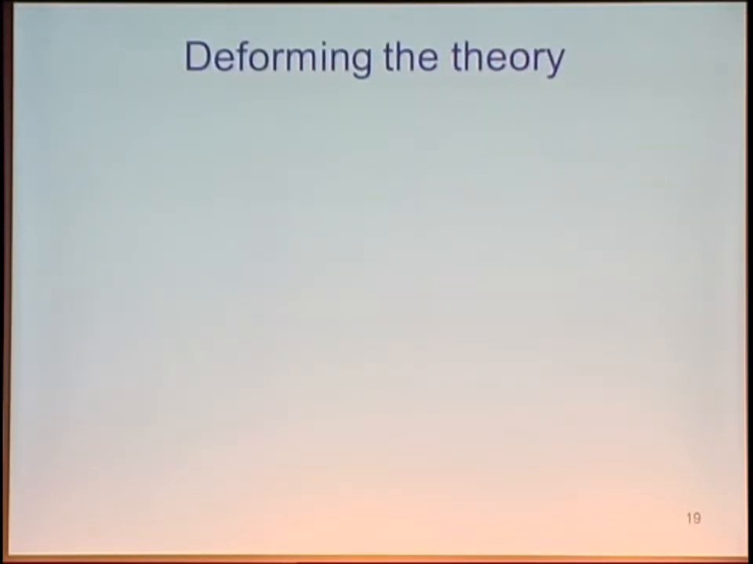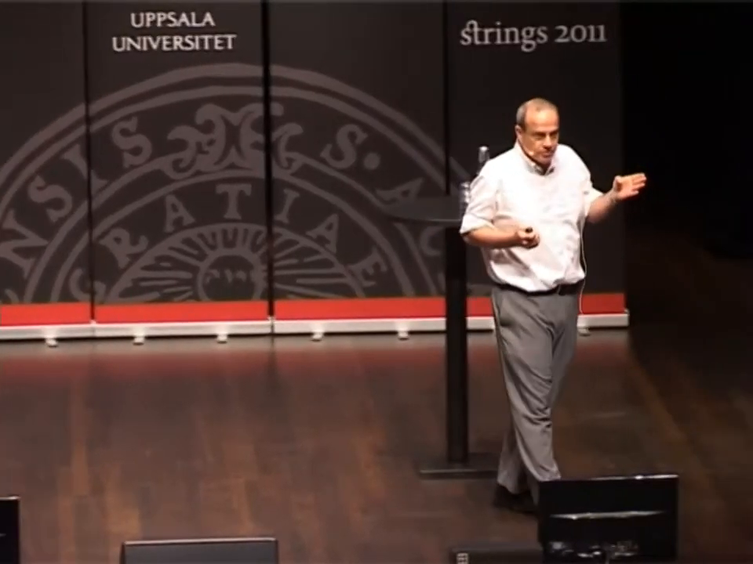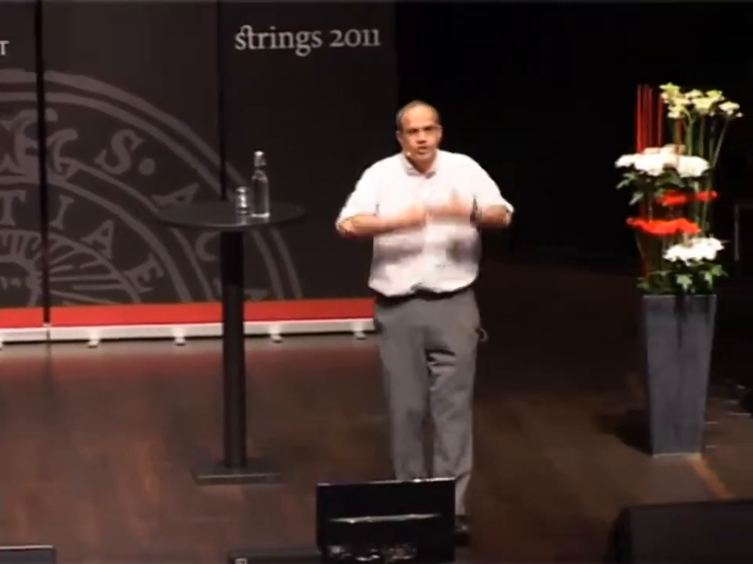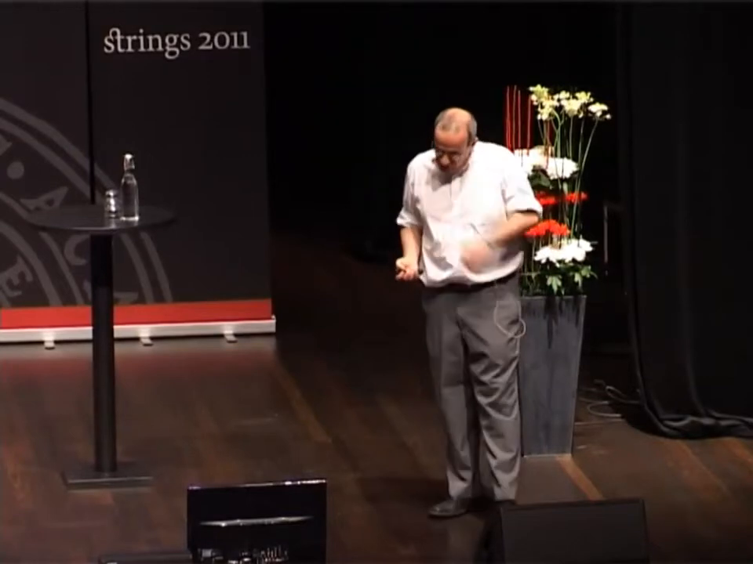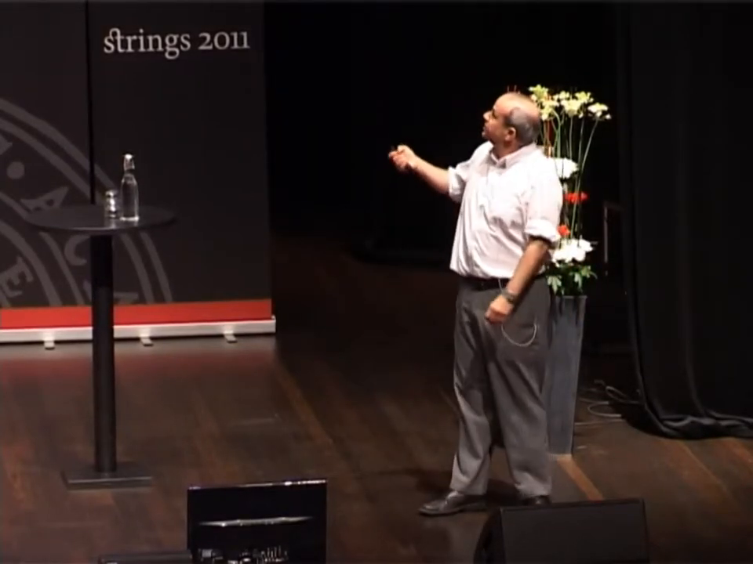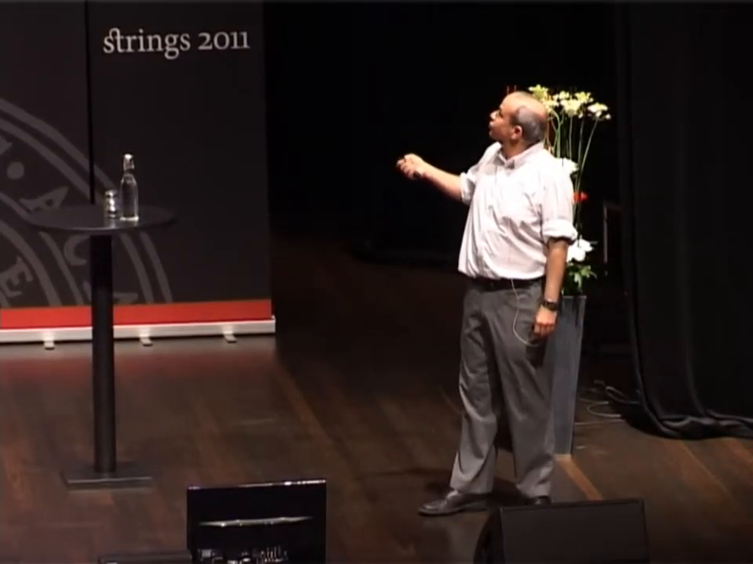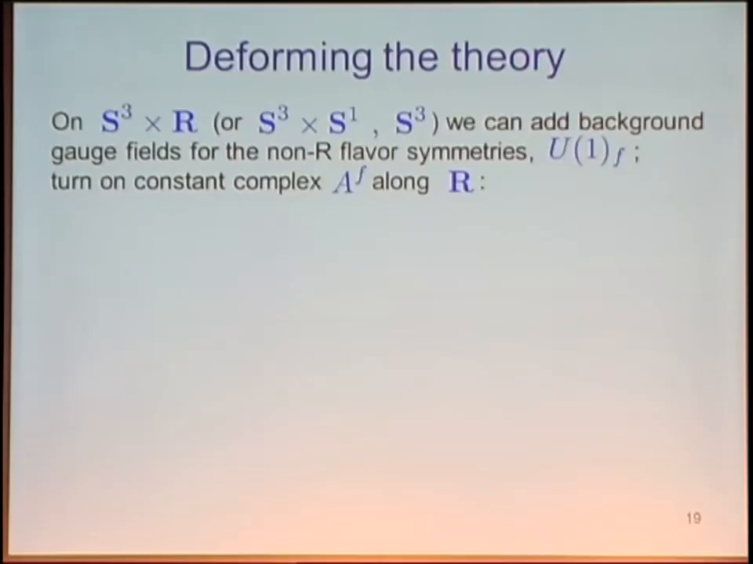Let's deform the theory. Now that we've put the theory in curved superspace, we can ask what kind of knobs we can turn. What can we change in the theory? And again, I would like to think of every possible deformation as a background superfield, because this will allow us to easily implement supersymmetry. So the obvious thing to do in all these examples, let's think of it as S3 cross R or S3 cross S1, is take any one of the flavor symmetries. The problem has various flavor symmetries, say U1 sub F. F is an index which labels the different flavors.